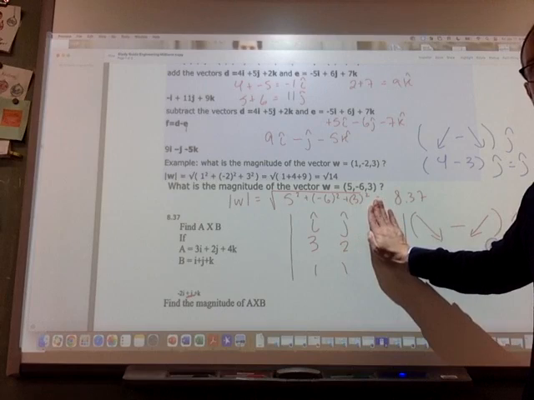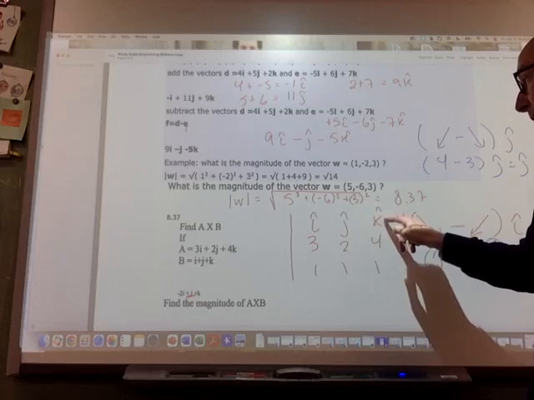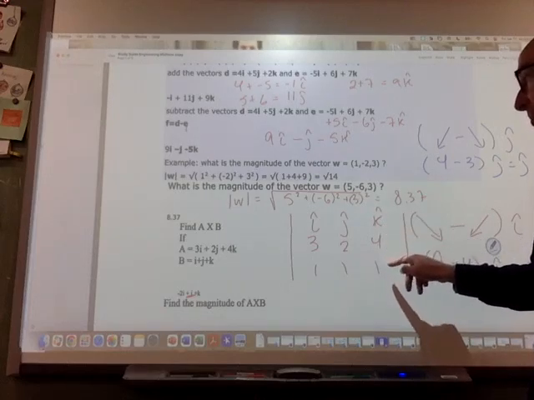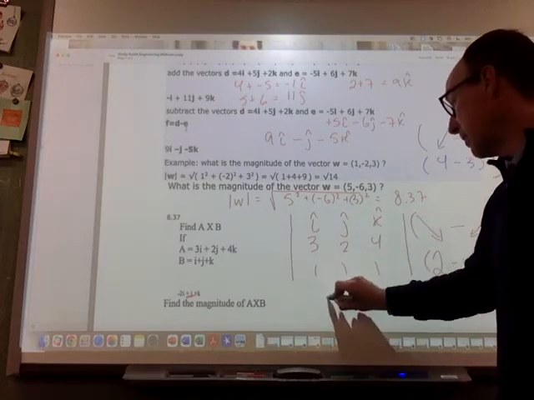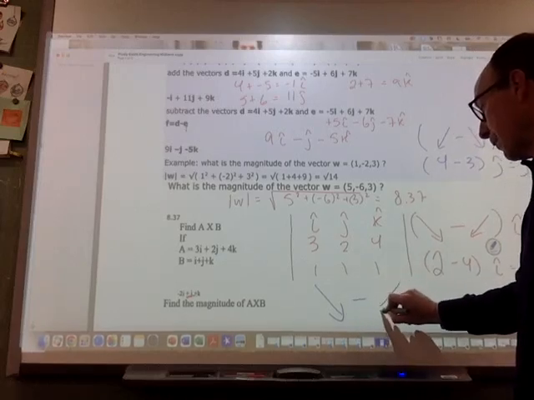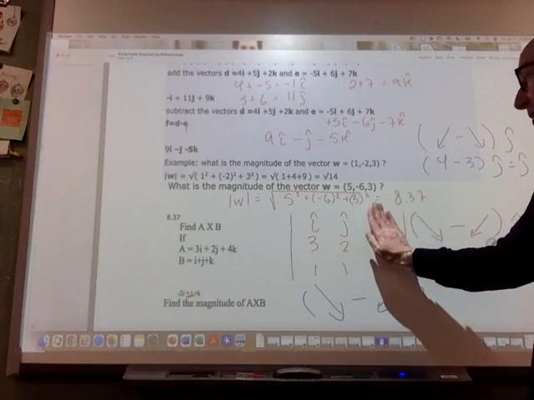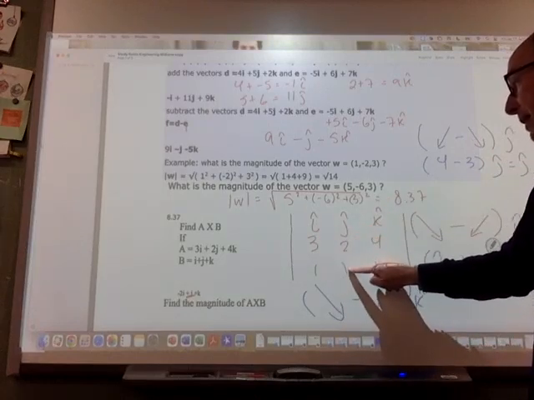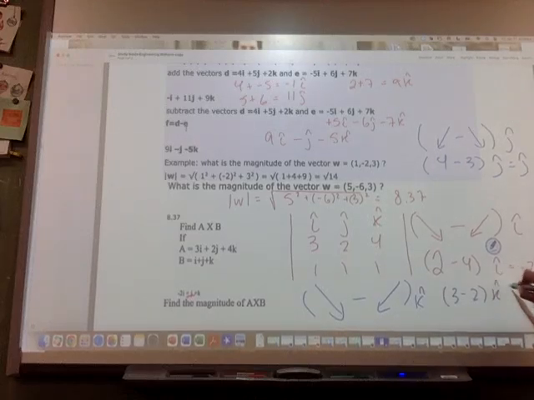I'm only going to have results for ones that are perpendicular. So k hat and k hat are parallel. They won't have results. And then this is going to go the same way as we did with the i hat. So covering this up, I have 3 minus 2, which just gives us k hat.